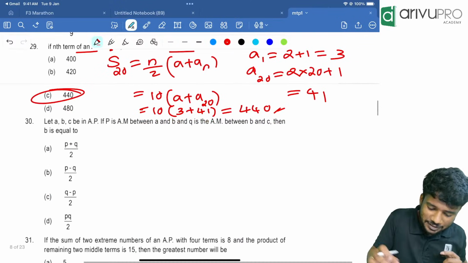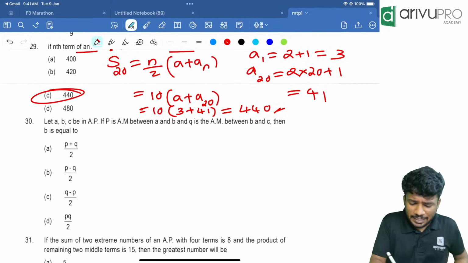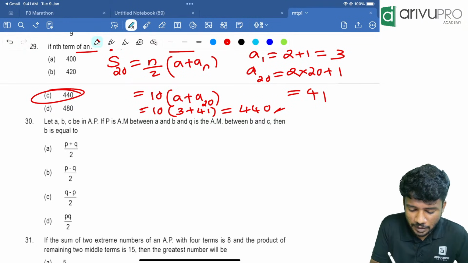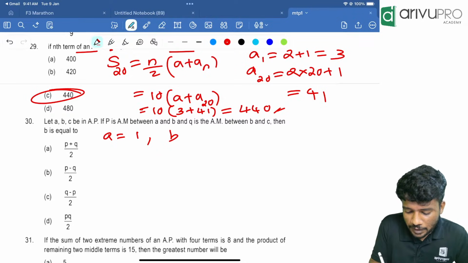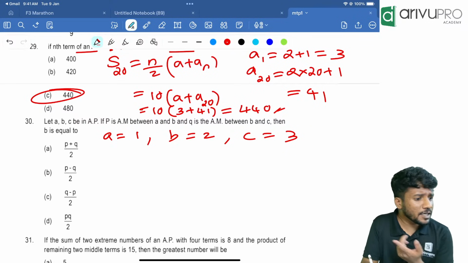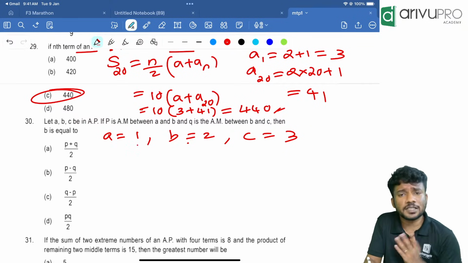Good. Yes, next one. Let a, b, c be an AP. I'm assuming it as follows. I already told you, whenever questions like this come, assume that a is equal to 1, b is equal to 2, c is equal to 3, because they are in AP. Common difference is how much? 1. So the first term a is 1, b is 2 and c is 3.